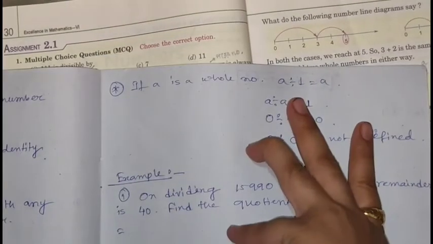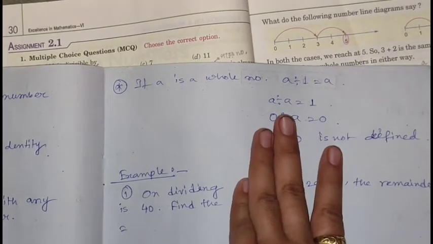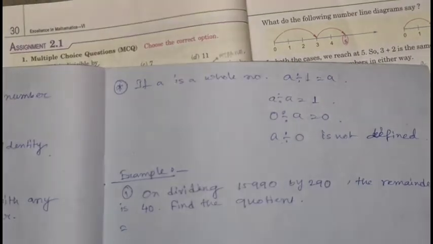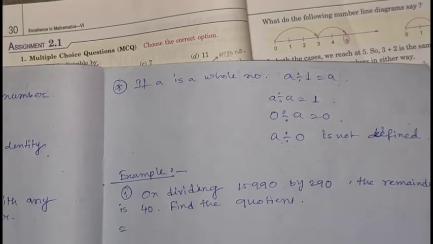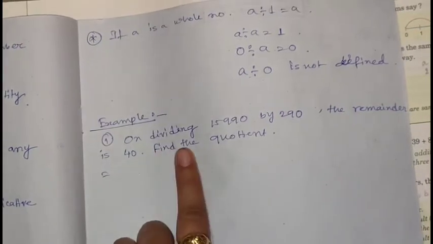If you divide any whole number by 1, you get that whole number. If you divide a whole number by that whole number, you get 1 always. If you divide 0 by any whole number, you get 0. And if you divide any whole number by 0, that is not defined. Okay, so let's solve some examples using the properties of whole numbers.